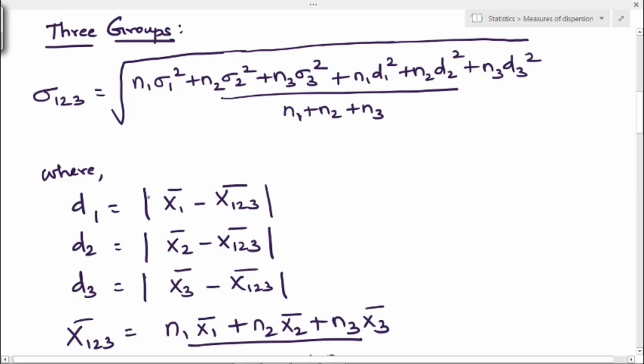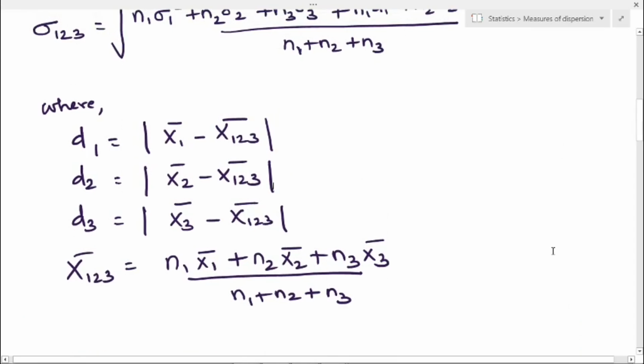Next, the formula for d1 is the modulus of x1 bar minus x123 bar. d2 is the modulus of x2 bar minus x123 bar and d3 is the modulus of x3 bar minus x123 bar. This x1 bar, x2 bar and x3 bar are nothing but the mean values of the first group, second group and third group, and this x123 bar is nothing but the combined mean of the three groups. So the formula for the combined mean of three groups is n1 x1 bar plus n2 x2 bar plus n3 x3 bar divided by n1 plus n2 plus n3.